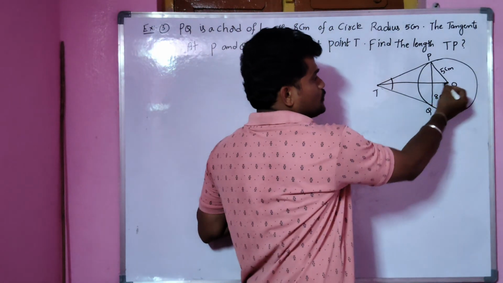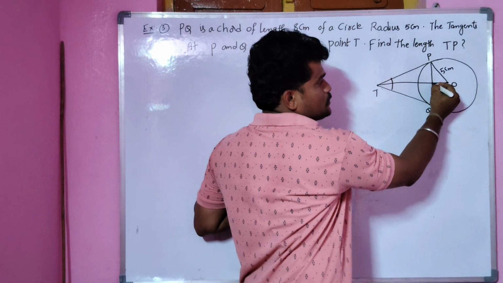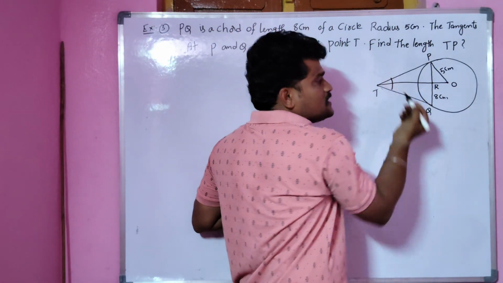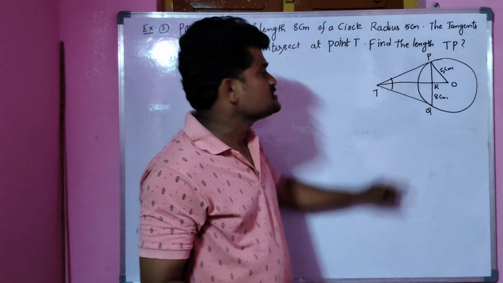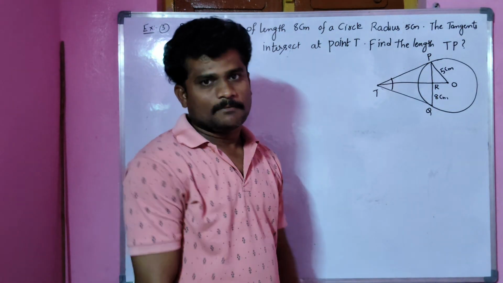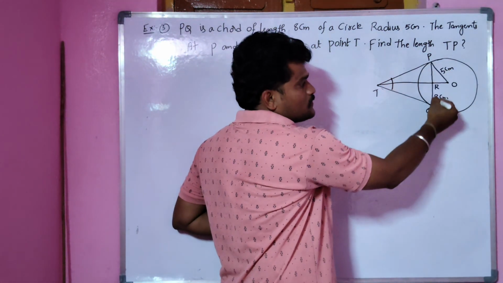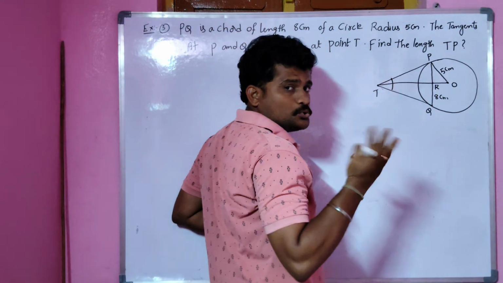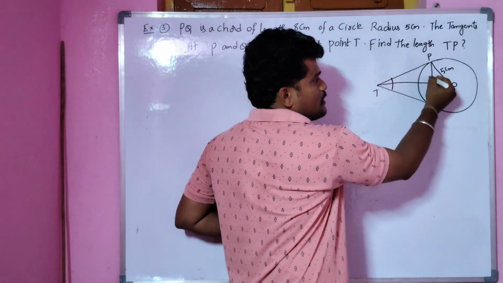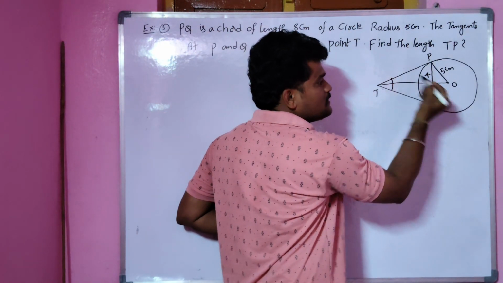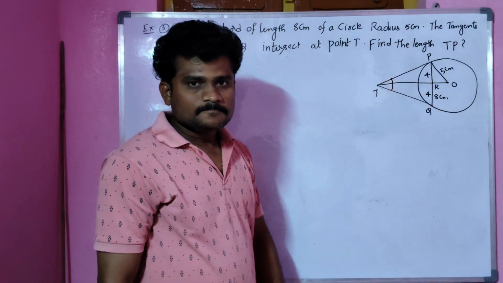If you join OT, it touches PQ at one point, which I consider as point R, and this OT is the perpendicular bisector of PQ. It divides PQ into two equal parts. So the total length of PQ is 8 centimeters. At R, it will be divided into two equal parts. So PR is 4 centimeters, and RQ is also 4 centimeters.